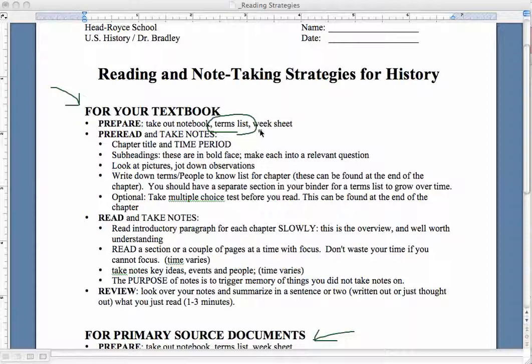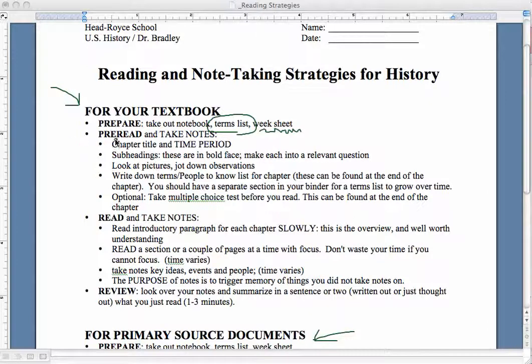On the week sheet, of course, we will have the actual reading assignments, and you will find this week's week sheet under resources as well, and you should download it and print it out and put it in your binder for tomorrow. The pre-reading step and taking notes in the pre-reading step goes as follows.